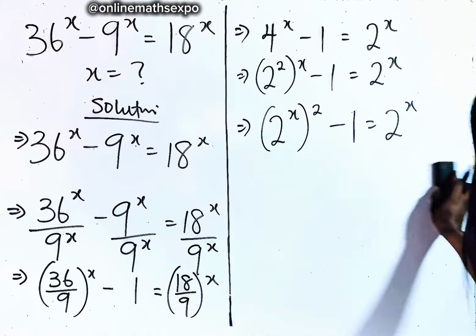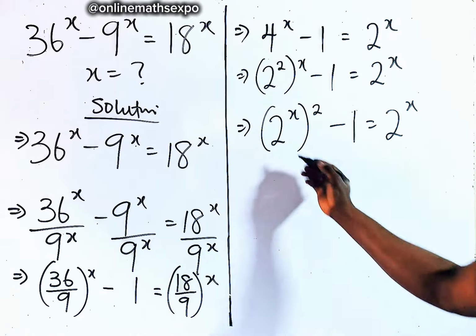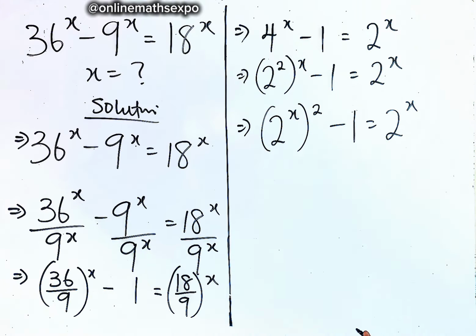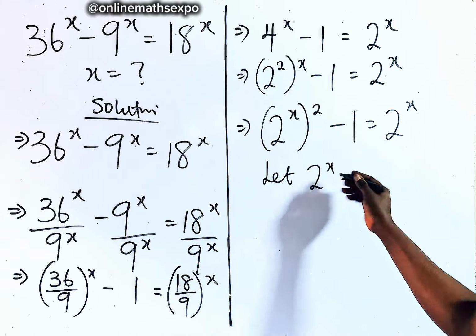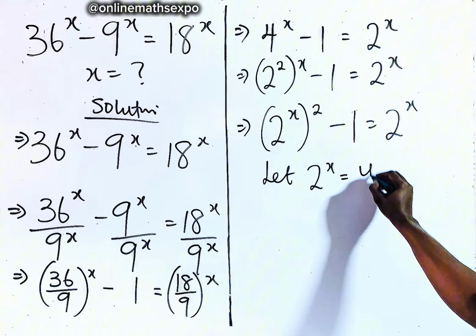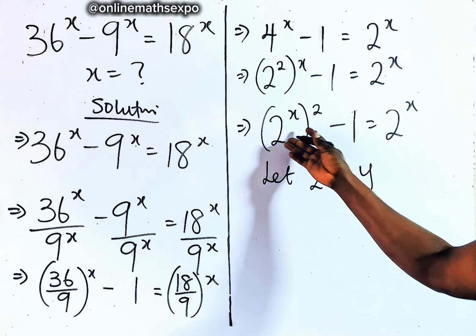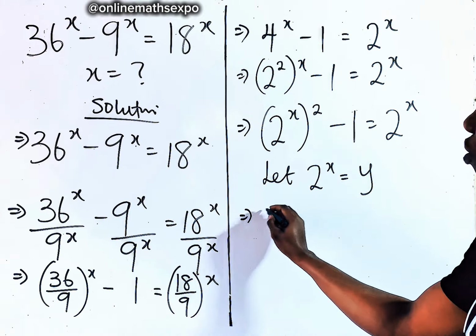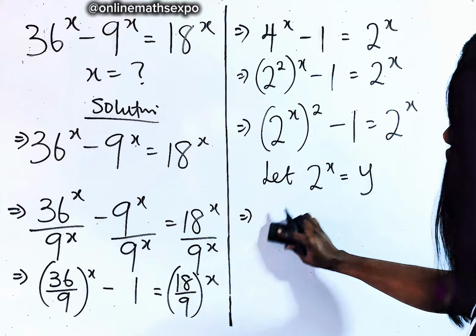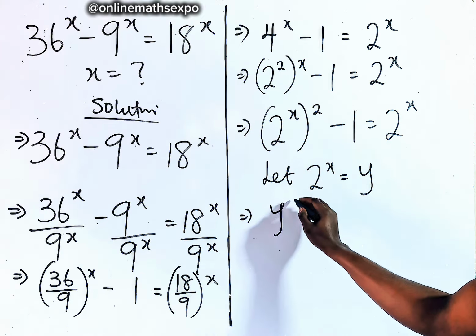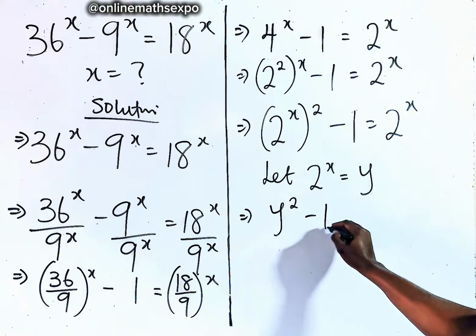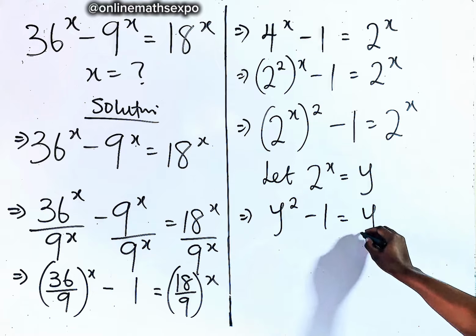Did you observe anything? You observed that 2 to the power of x is repeated. So you can just say, let 2 to the power of x, choose another variable. I want to go by y. So replace it here. We now have, instead of writing 2 to the power of x, I'm going to write y and I'll raise it to the power 2 minus 1. This will give us y.